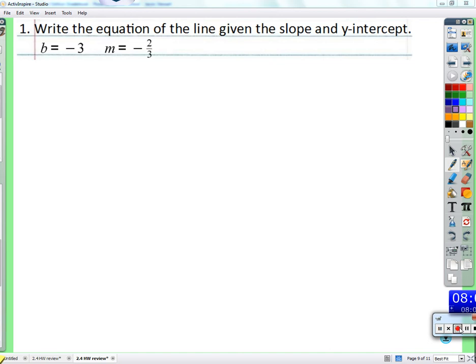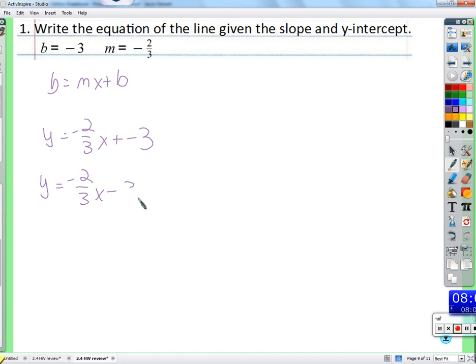I believe this was not too challenging. No trouble, probably forgot that I've given you everything that you need to know. Y equals mx plus b. Slope, y-intercept. You know those two things? Plug it on in. Y equals negative 2/3 x minus 3.